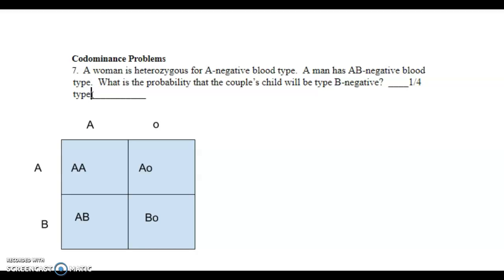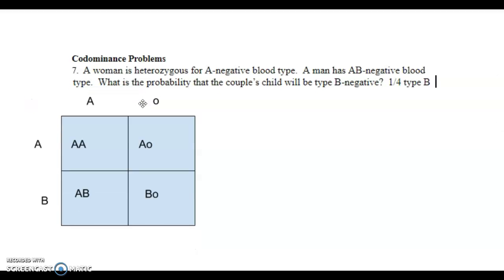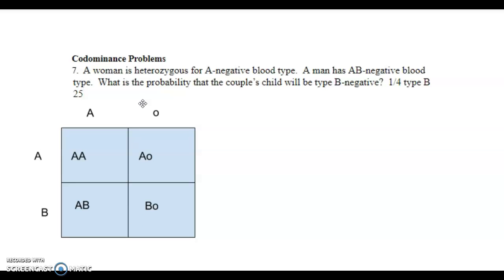Type B. 1 in 4 would be type B. That would be a probability of type B. Or we could say 25% chance if we wanted to do it that way too. 1 in 4 chance or a 25% chance of being type B.